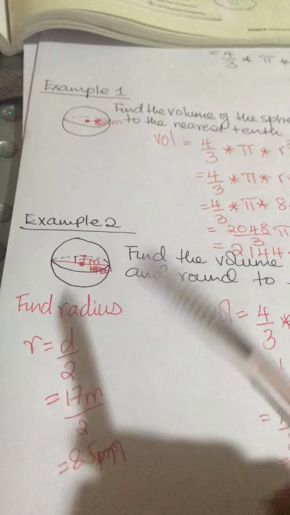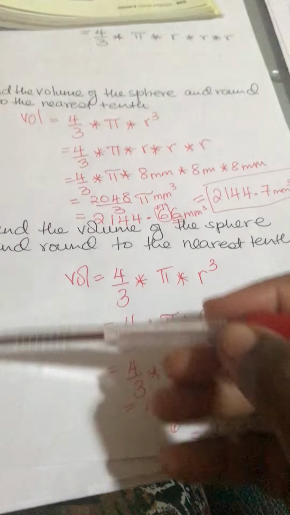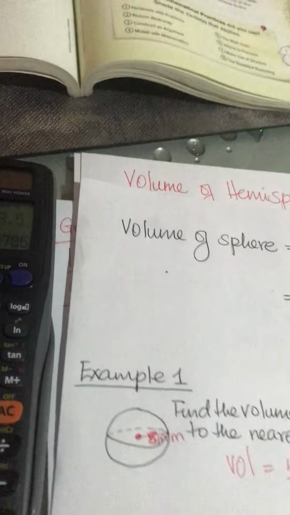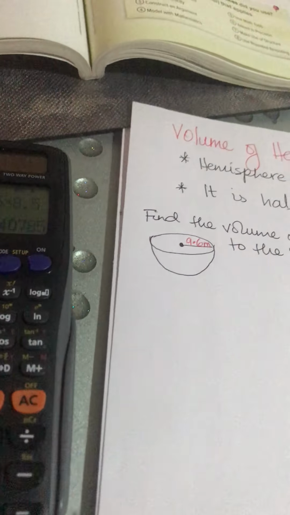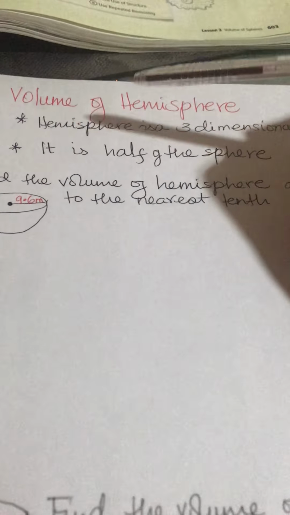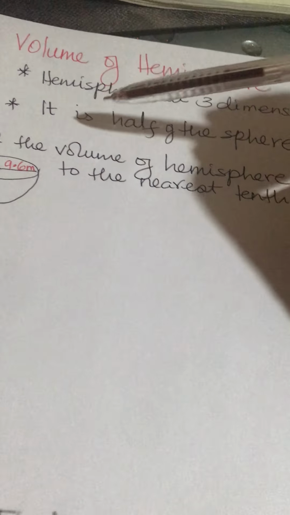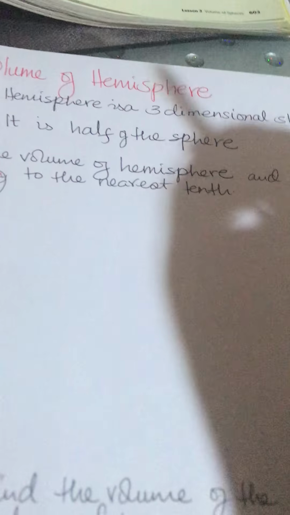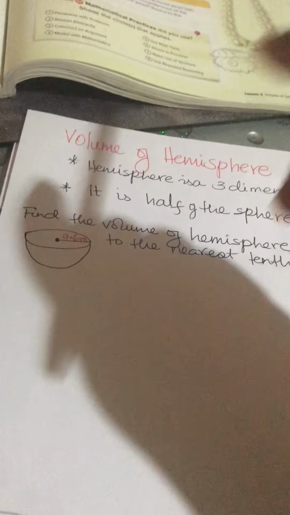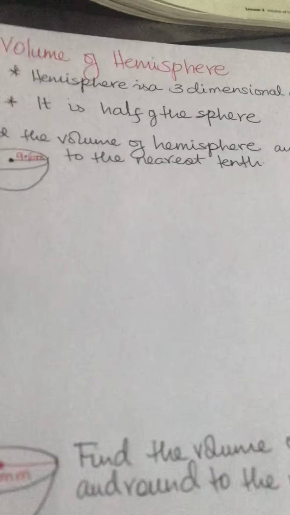When you're given the diameter, you have to do 2 steps. Step 1, find the radius. After you find the radius, use the radius to find the volume. Okay? Now we do hemisphere. So, hemisphere is a 3-dimensional shape. It is half of a sphere. That means if I cut the sphere into 2, I will get a hemisphere. Now, how do we find the volume of a hemisphere?